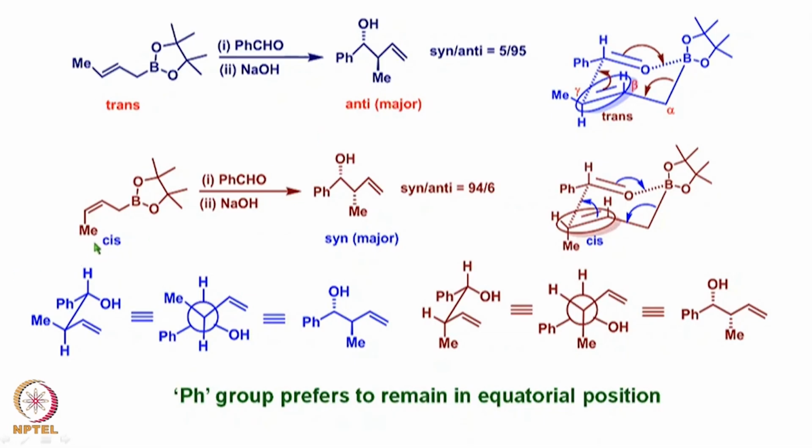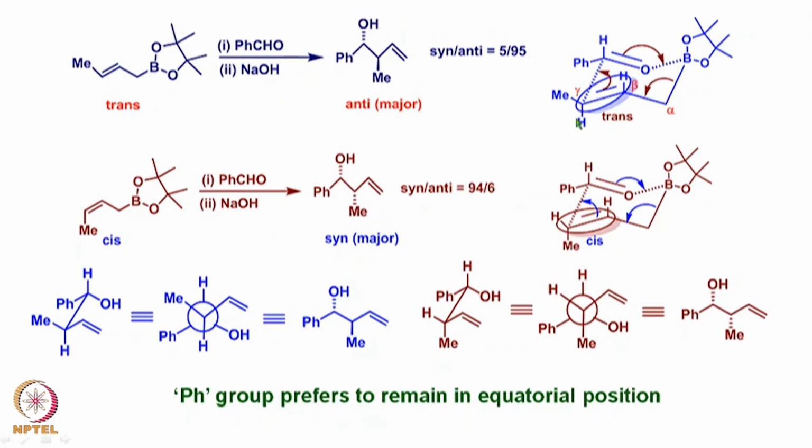Likewise, if we start with the cis allyl boronate, then we get the corresponding homoallyl alcohol as the major product, in which the syn-anti ratio now is 94:6. That means now syn product is the major product. Again, we can write the similar type of transition state. We write that the benzaldehyde is put in such a fashion that oxygen, of course, chelates with the boron, but the phenyl group again remains in the equatorial position.